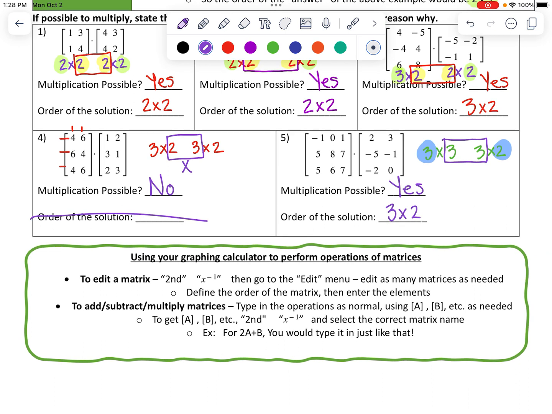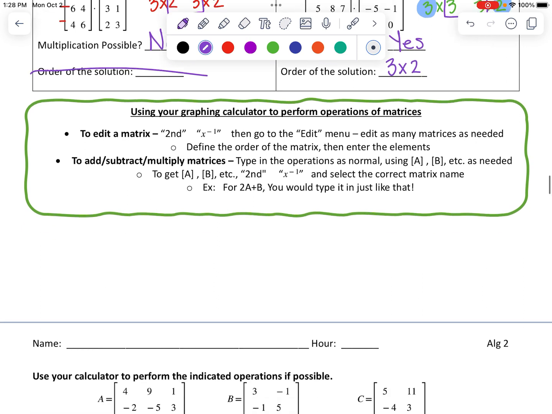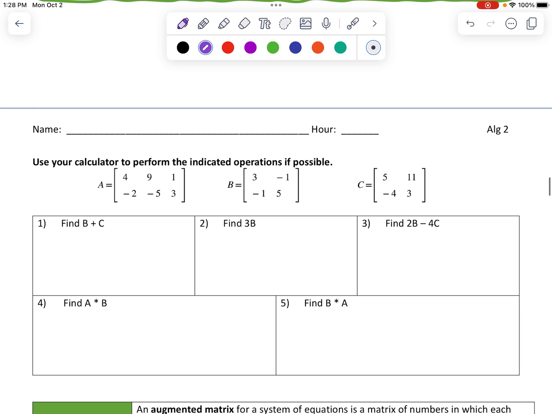Okay, we will be going into some matrix multiplication and using our calculators to actually find how to multiply. I will be making a separate video with the graphing calculator instructions on this, and then we'll go through some of these examples on our notes using that graphing calculator.